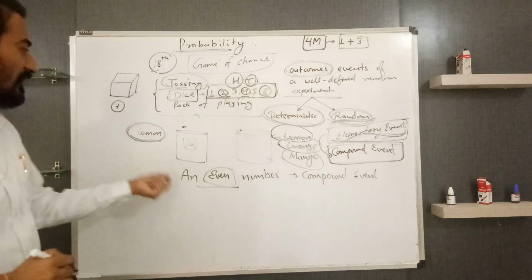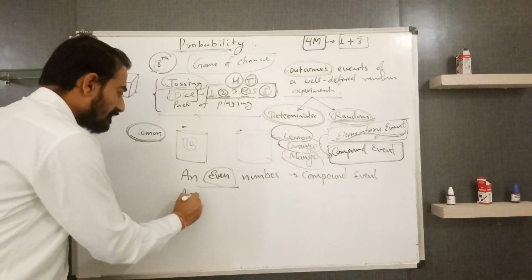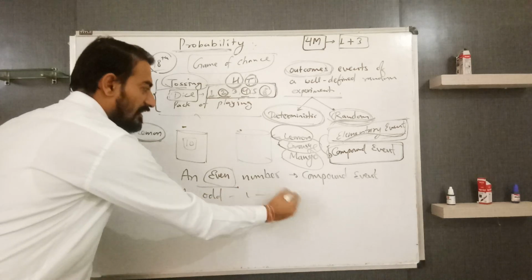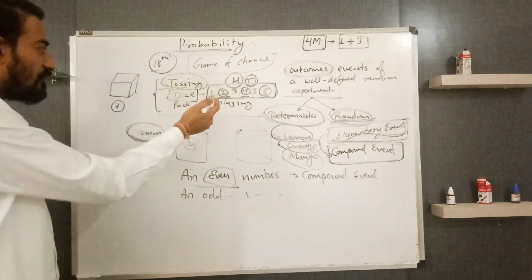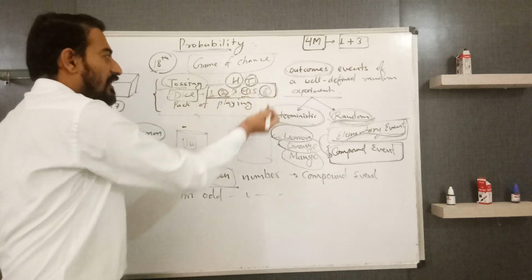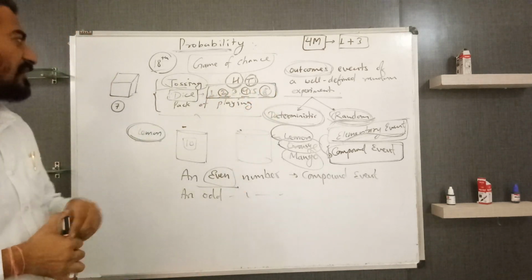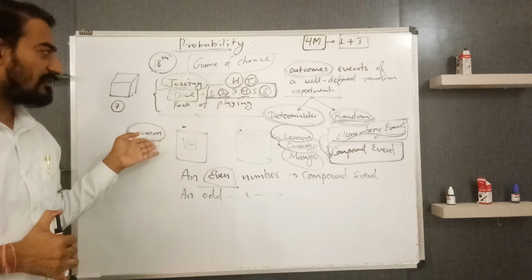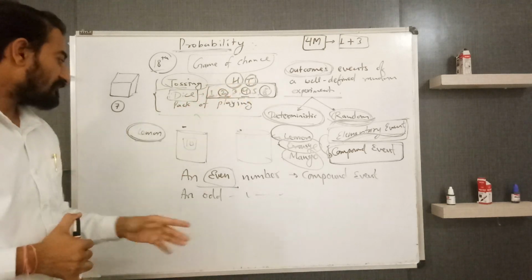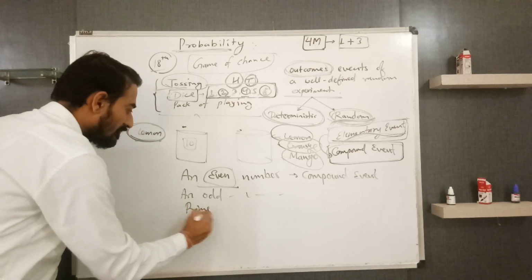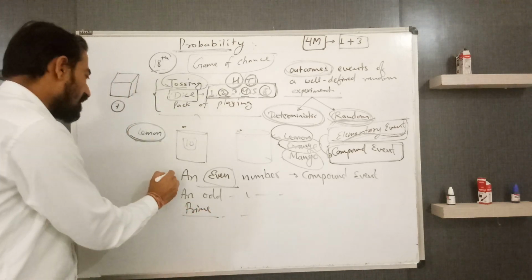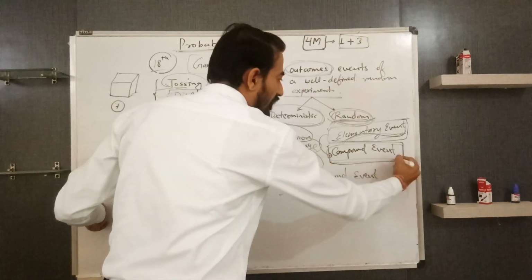Next, getting an odd number. It is also a compound event. Getting a prime number, you know prime numbers, 2, 3, 5. Numbers which are divisible by 1 and itself only are prime numbers. So these all are examples of compound event.